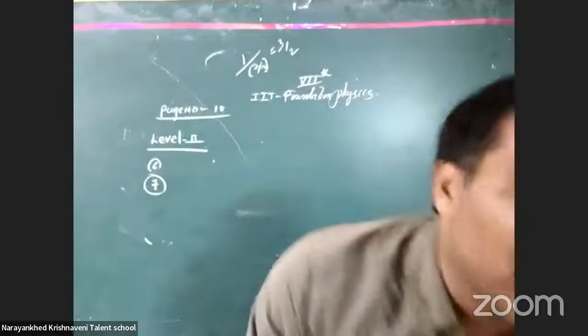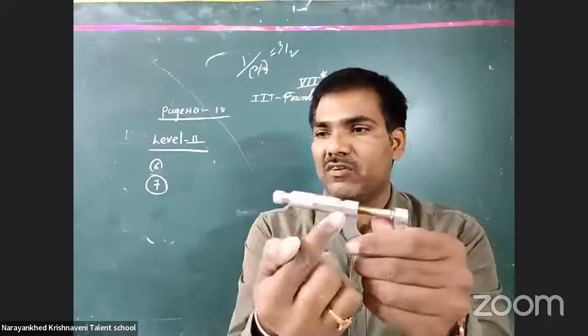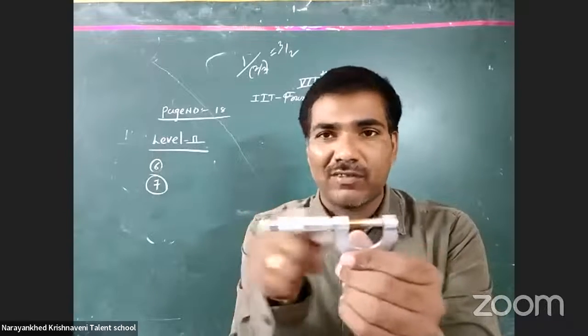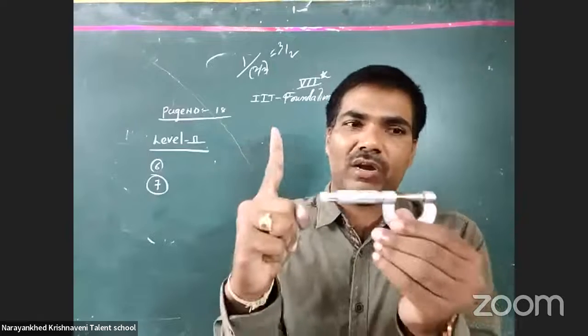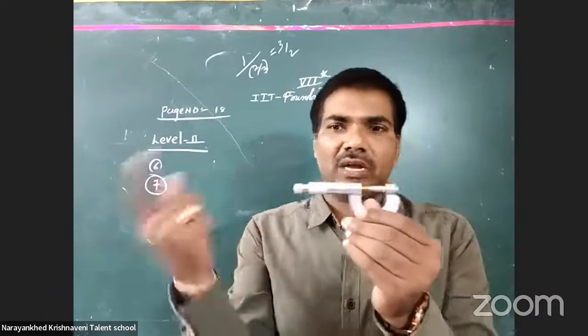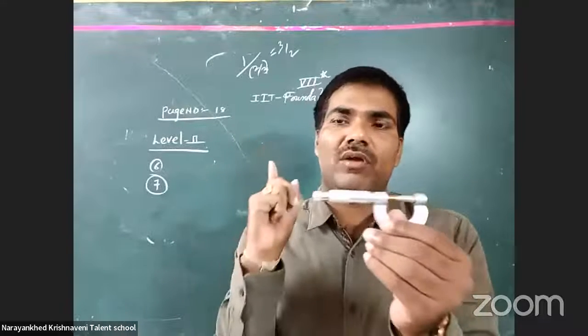What do we have to do then? Then we have to use more head scale divisions. Clear or not, all of you? It is not possible to change the pitch scale reading. Pitch scale reading should be 1 mm only. Pitch of the screw may change here, but pitch scale reading should be 1 mm only.